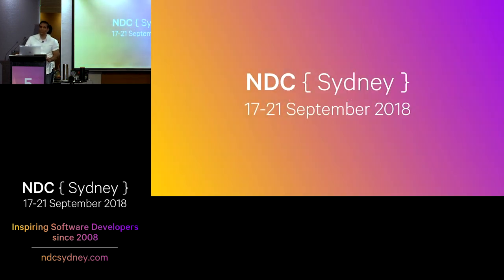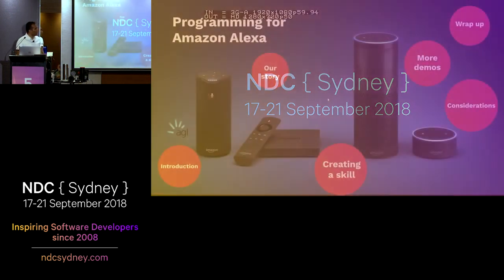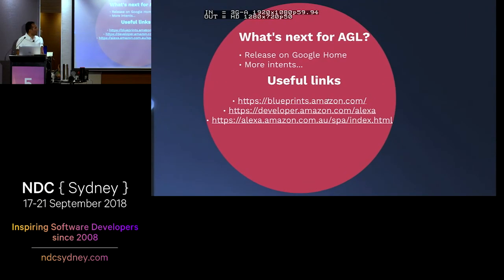Cool. So what's next for AGL? From our point of view, we want to create more intents. We've got a backlog of intents that we want to create, and we want to release a voice channel for Google Home as well. So all the work that we've done, we're trying to see how we can do it for both Google and Amazon. We've chucked in a whole bunch of useful links. We'll end up sharing the slides. Just a bit of links over there.